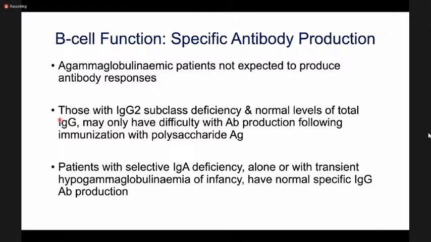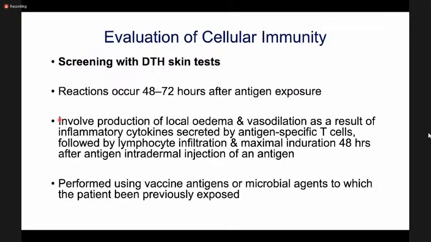So of course, if a patient has agammaglobulinemia, you're thinking probably it's because they don't have any B cells. So you don't expect them to produce any antibody responses, okay? Those with an IgG2 subclass deficiency usually don't produce good responses against polysaccharide antigens, okay? If the patient has the other types of immunodeficiency, like a transient hypogammaglobulinemia or a selective IgA deficiency, then they should have a normal IgG production.